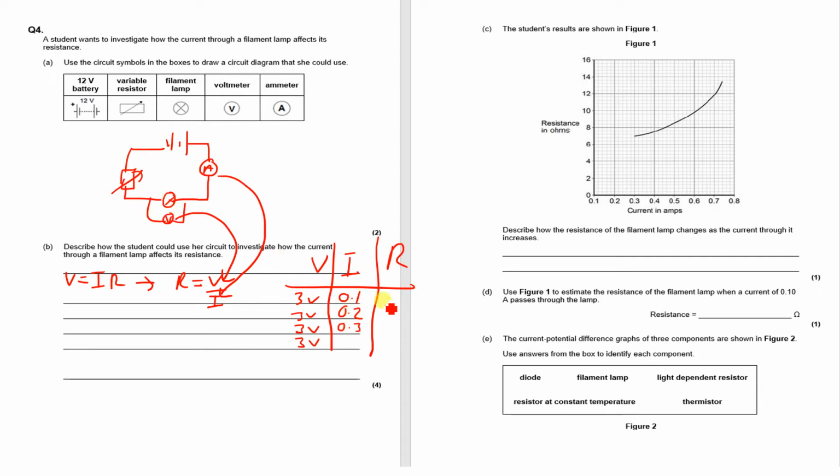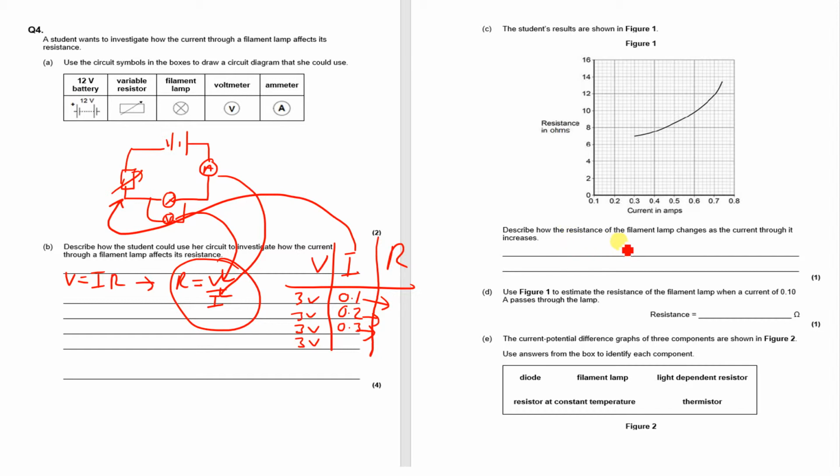Okay, so you need to talk about how we would change the current using the variable resistor, and how we would use the other instruments to measure these two values, and then how we would use that to calculate the resistance by using this equation. Okay, so I'm not going to talk through all the answers. You can look at the mark scheme for how you would work that out.